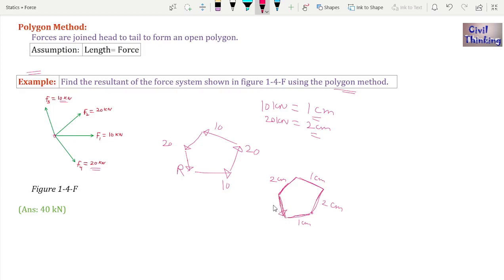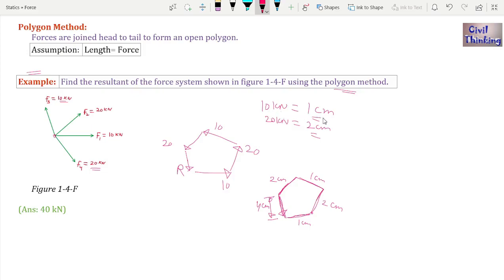Now when you have to measure the length of this line, you have to measure the length. So whatever you get, for example, you get the length of this to be 4 centimeter. You measure it with a centimeter scale, centimeter rule, and you get 4 centimeter.